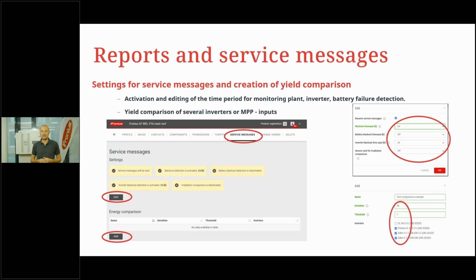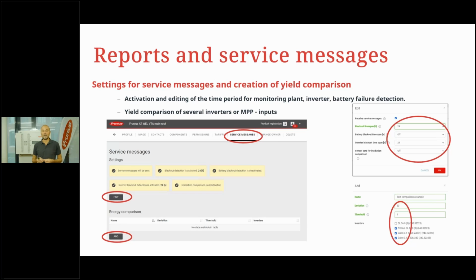Yeah, next part is the service messages. The service messages are first to be defined and set according to your needs or what you would like to see. So first, the service messages: should they be sent or not? Second, the blackout detection, should that be sent or not, and at what time it should be sent. That's also additional information here as well. So that means when the grid is off.